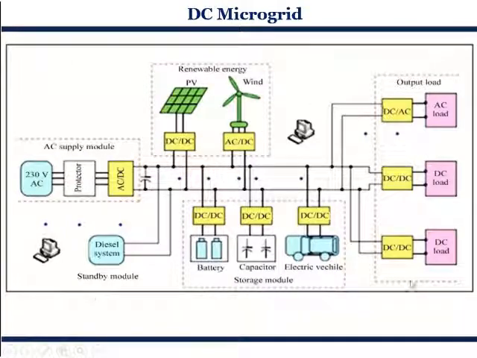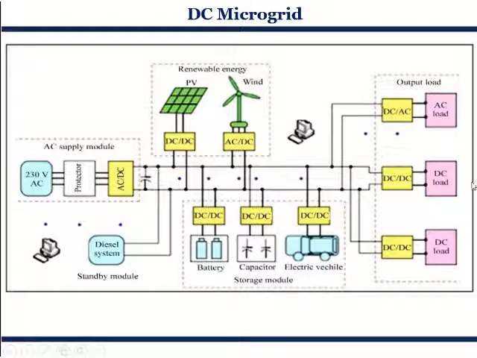Now this is a depiction of how a DC microgrid can look. You can see here a wind turbine where AC and DC both are produced. You have a PV panel, DC to DC. The PV will obviously produce a DC source, so there is a DC system. Again, a battery will also give you a DC supply. Capacitors will also give you a DC supply. Electric vehicles will also give you a DC supply. So the output load could be a DC load or an AC load.